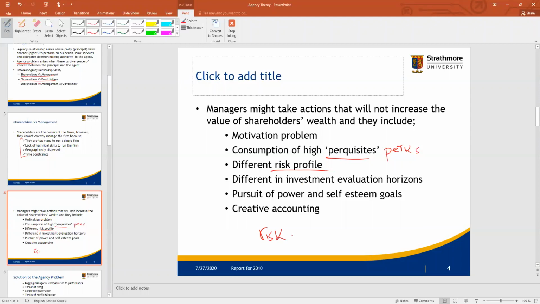Okay, risk aversion. What does it mean? The shareholders are risk-averse. Yes.